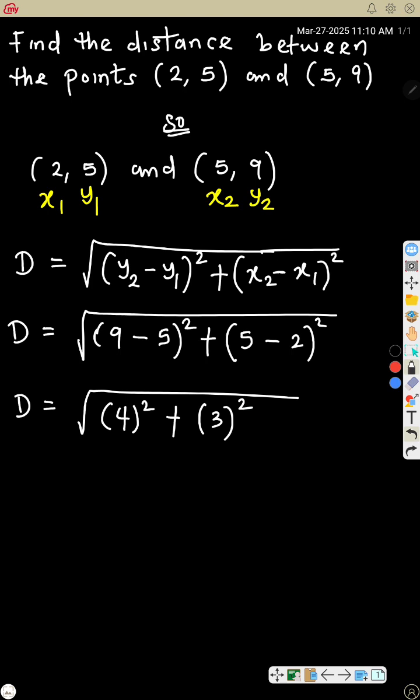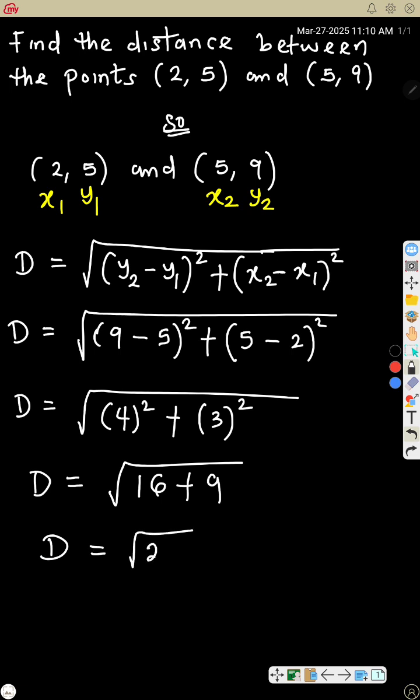So everything here is just substitution. So d is equal to the square root of 4 squared is 16, 3 squared is 9. So distance will be the square root of 25, 16 plus 9 is 25. So distance is equal to 5.